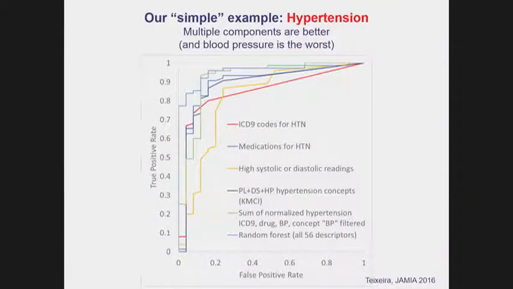In fact, if you look at this receiver operator characteristic curve, the worst performing algorithms, no matter how you look at it, are essentially just using blood pressure. And you always get better information by adding other sources of information into the algorithm.